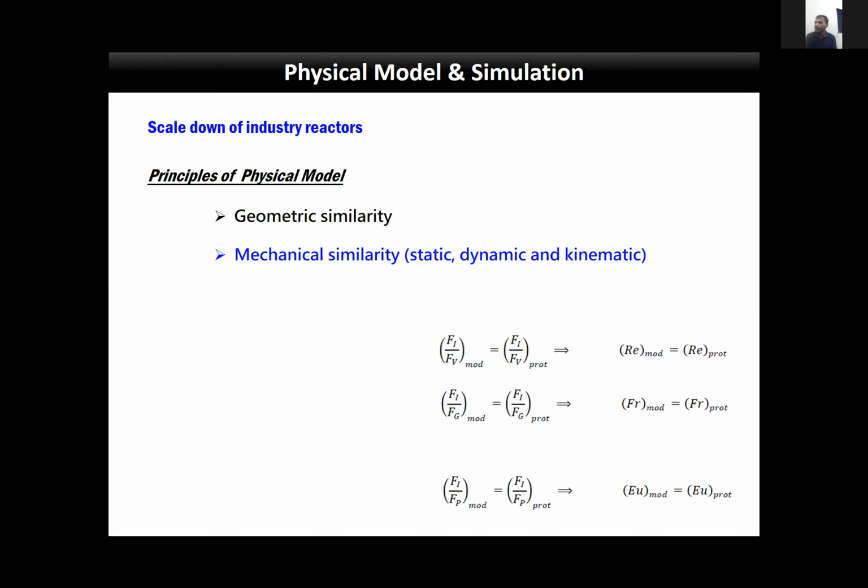Froude number is nothing but a ratio of inertial force to gravitational force. Most of your phenomena in the steel making are Froude dominated. So it is better to maintain the Froude similarity between your model and the prototype, so as to simulate any steel making process.